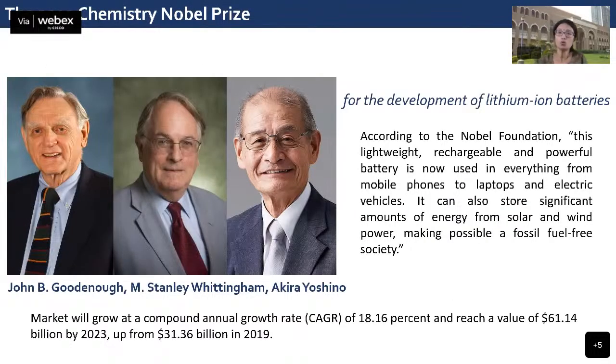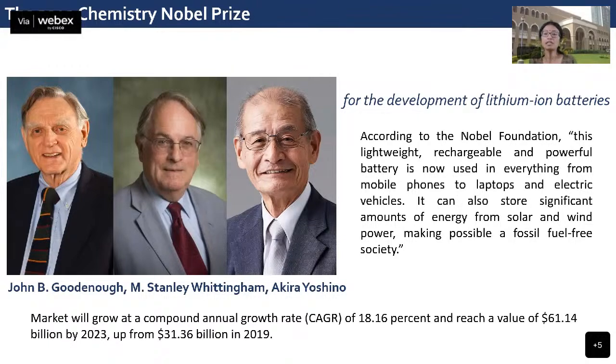So now coming to why batteries. As you know, in 2019, the Chemistry Nobel Prize went to three very eminent scientists, John B. Goodenough, Stanley Whittingham, and Akira Yoshino. According to the Nobel Foundation, the citation states that this lightweight, rechargeable, and powerful battery is now used in everything from mobile phones to laptops and electric vehicles. It can also store a significant amount of energy from solar and wind power, making a fossil fuel-free society possible.